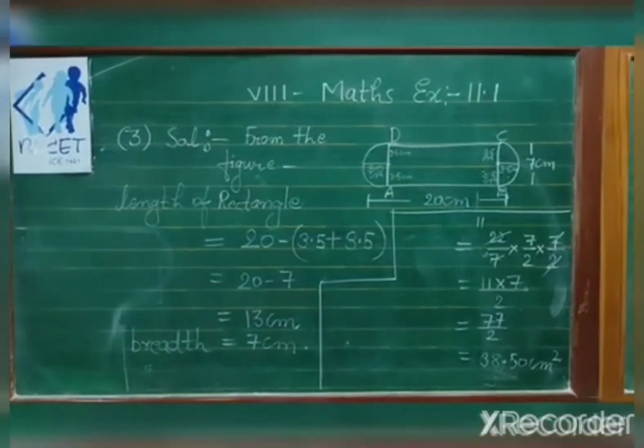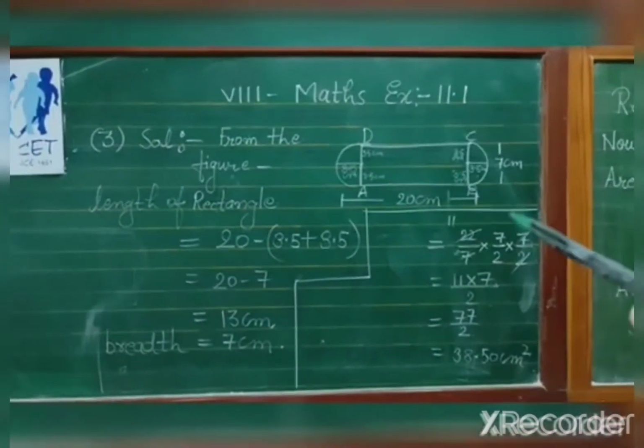So for perimeter, what is inside this, we will not calculate, this side and this side. So we will calculate the circumference of the half circles and the length of the rectangle. So let us start the sum. Okay. Now you can see the figure I have drawn here.